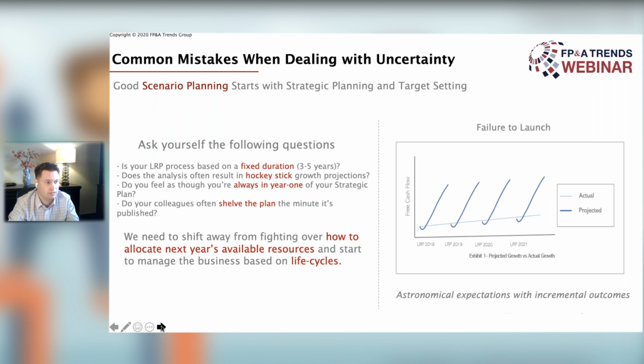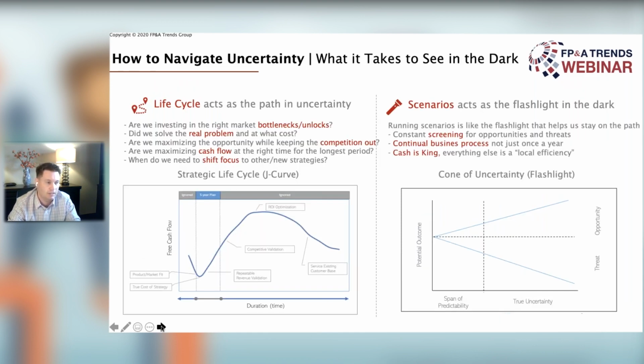So I'll just hit you with a couple of things to think about. I'd ask you to think about, is your current planning process, especially your strategic planning process, a fixed duration, right? Is that 3 to 5 years? Again, are you typically showing hockey stick growth from that? Do you always feel like you're in year one of your strategic plan? And most importantly, when you're done with your strategic plan, who really buys into it? Does it just get shelved? If you answer yes to any of those, then I think you potentially have this failure to launch scenario here. So I would think about that heavily.